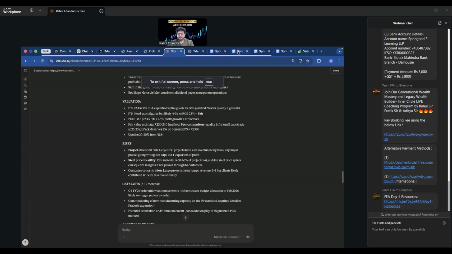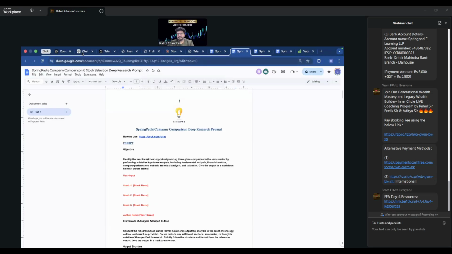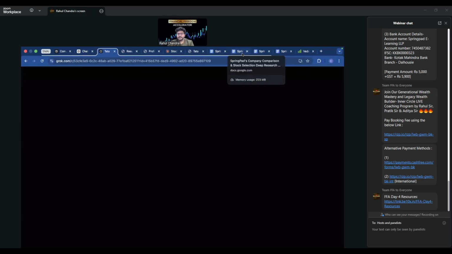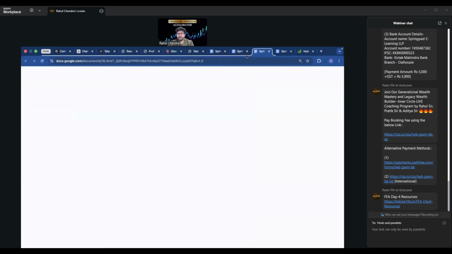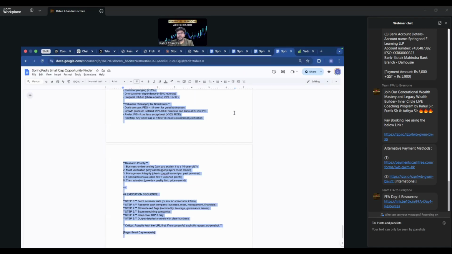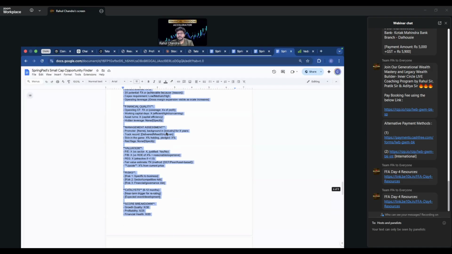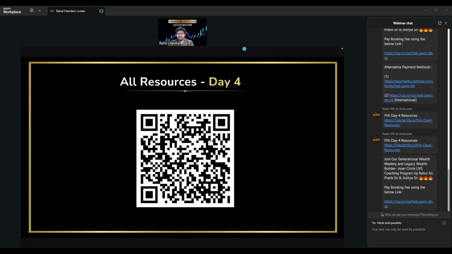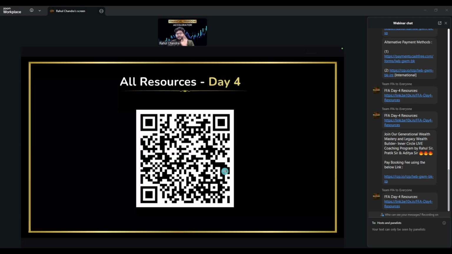So the prompt for Perplexity, the custom GPT, the prompt for Grok that I used, the prompt for financial analysis that I used, the screener link and the prompt to extract the results of screener and do the analysis. All 6 of these you will find in the QR code, and the team has already shared it in the chat. So resources I have given.